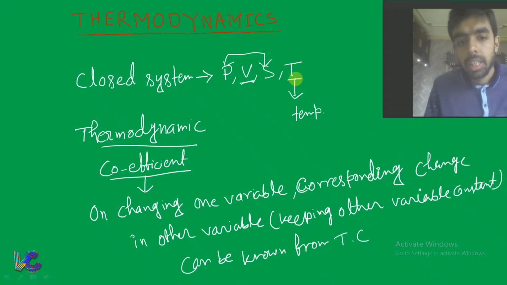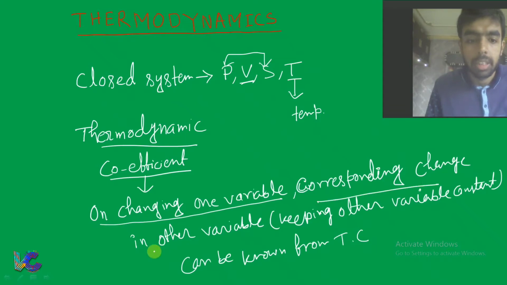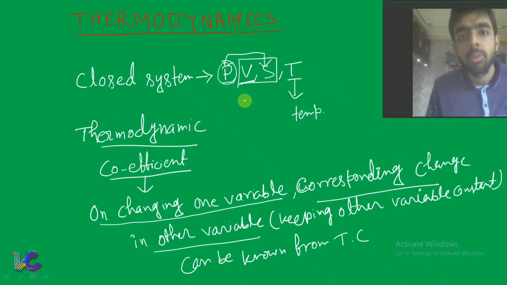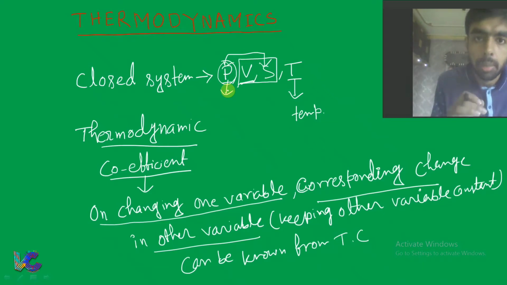As I have said, it is telling on changing one variable. Suppose I am changing the temperature, corresponding change in other variable. So when I am changing the temperature, what will be the change in pressure? Suppose I want to measure the change in pressure, and for that I have to keep constant the other two variables V and S. If I change the temperature, what will be the corresponding change in pressure if the other variables are constant? That can be known from thermodynamic coefficient. So that is why we need to study thermodynamic coefficient.